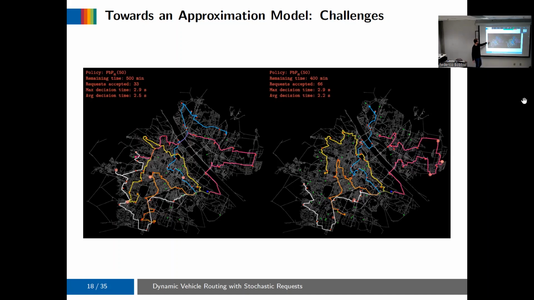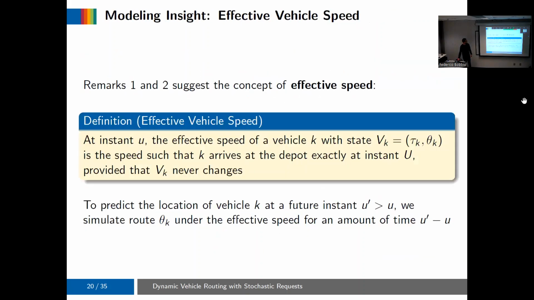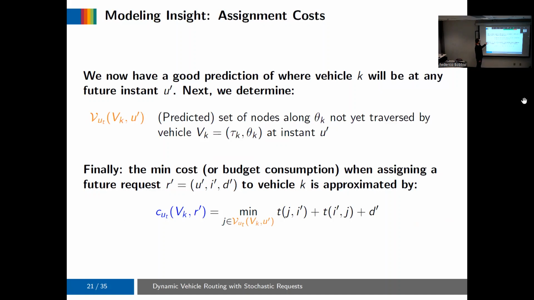So if you want to predict the location of this vehicle in the future, we're going to take this effective speed and just simulate at this lower speed for a given amount of time. And once you have a good prediction of the location of this vehicle in the future, you can also predict what are the nodes that this vehicle is going to traverse still along its route in the future. And this is given by this orange. So the notation gets heavier here because you have a lot of vehicles and you have to consider the vehicle states and the instant in the future. But it's just representing the set of nodes that this vehicle K will traverse after some instant U prime.